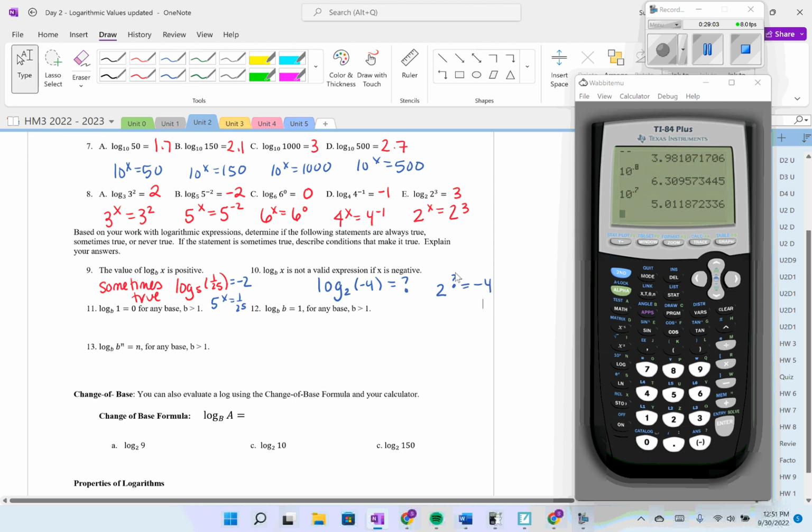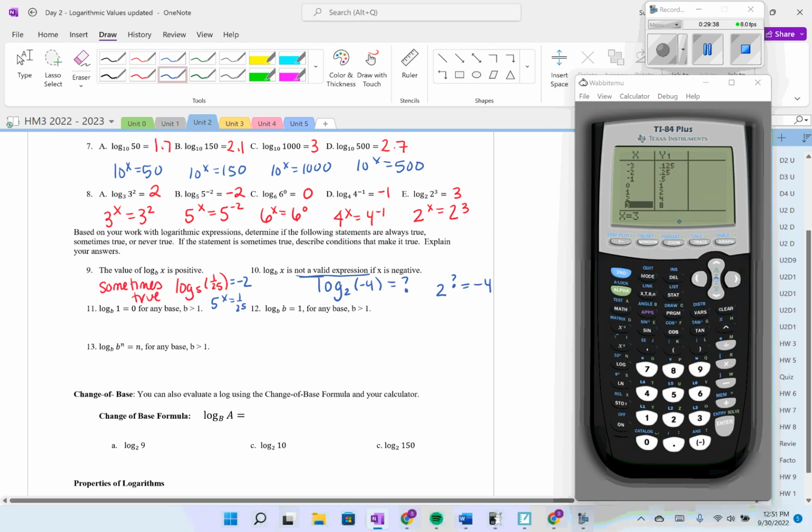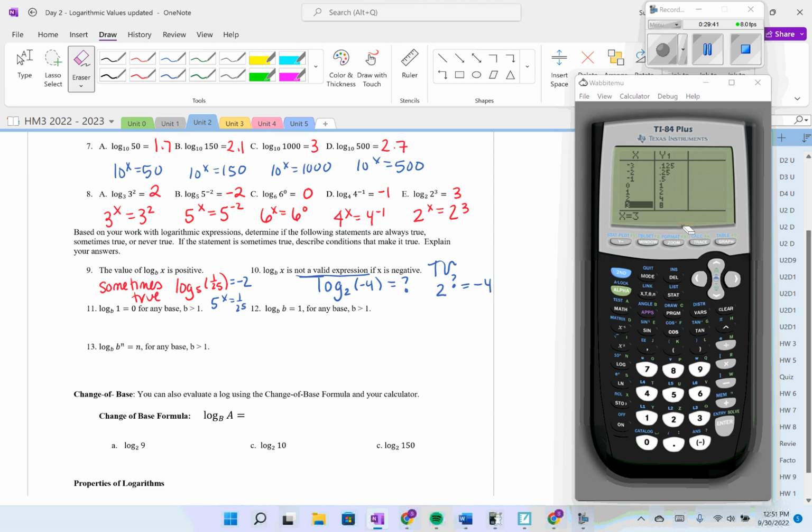So remember, when I'm working with exponents, if I go to my y equals and I plug in 2 to the power of x, and I go to the table, notice that when I plug in negative values, I am not getting negative answers, right? I get answers closer and closer to 0 because remember, negative numbers as exponents become fractions. If I plug in 0 into my equation, notice I get 1, and if I plug in positive values, I get positive answers. So this is true. Log base b of x is not a valid expression if x is negative. We can't take the log of a negative number.